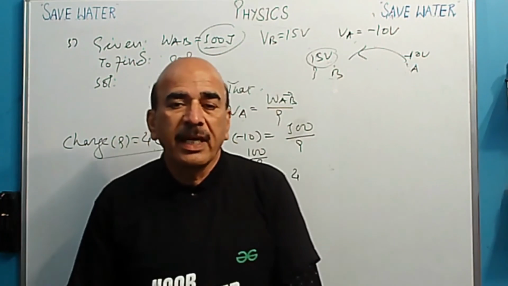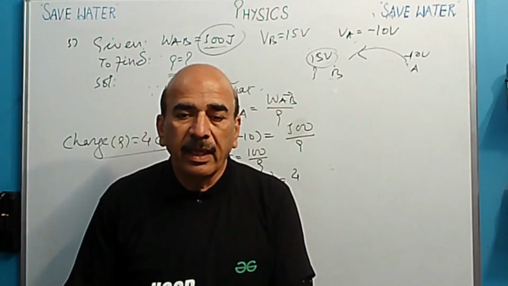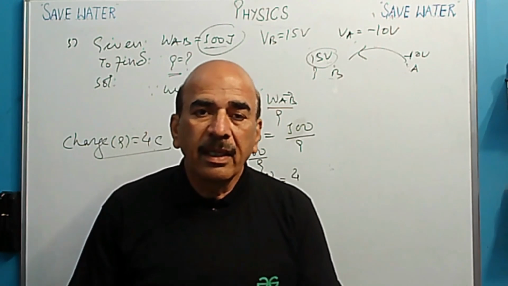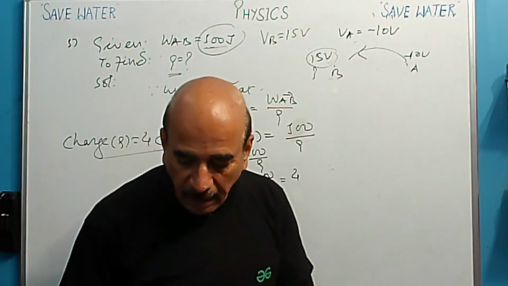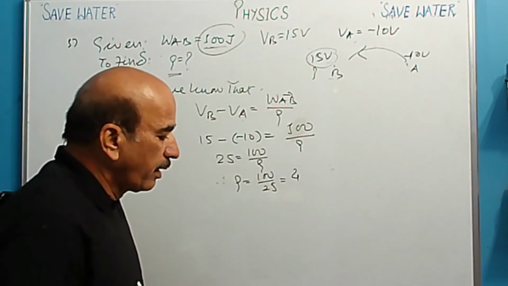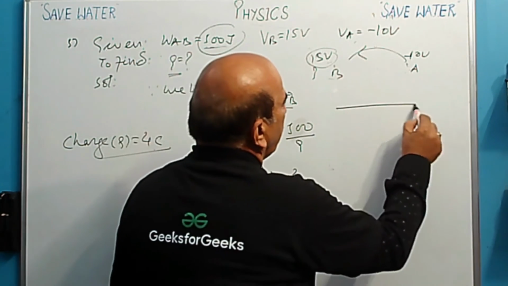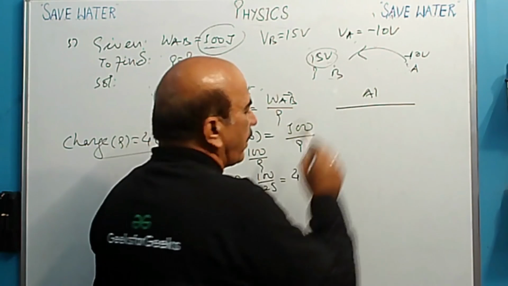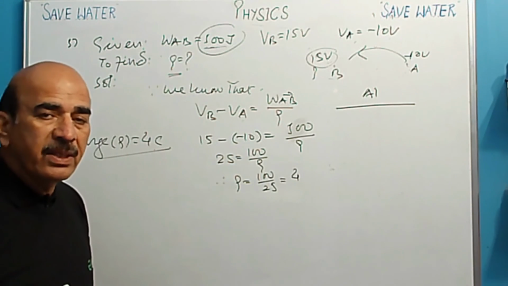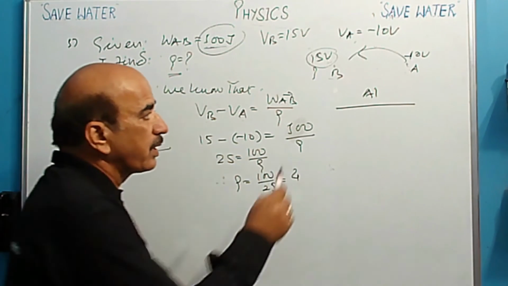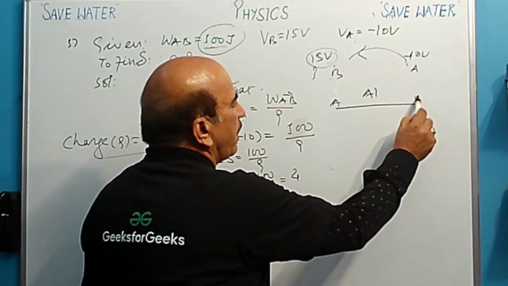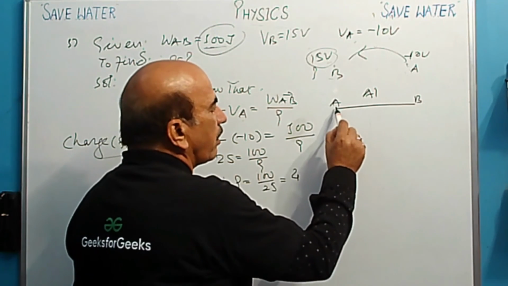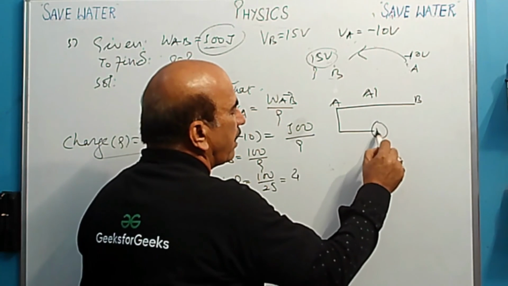Now one question has been asked by Suryansh and Aram. They are writing, sir, how do we measure potential difference across the ends of a conductor? कोई हमें conductor दिया है. This is a conductor of aluminium, and how can we measure the potential difference across its ends? So देखिए, to measure the potential difference across its ends A and B, we have to connect a voltmeter.